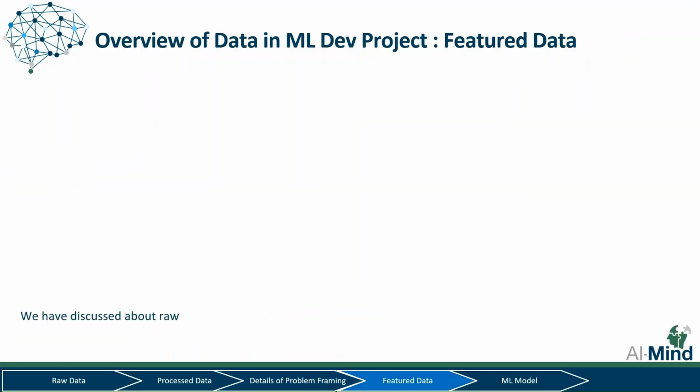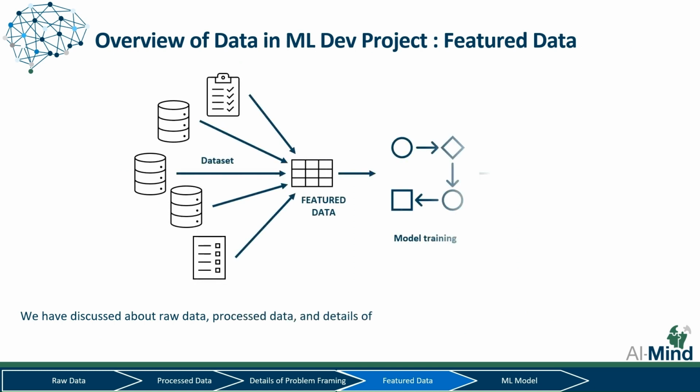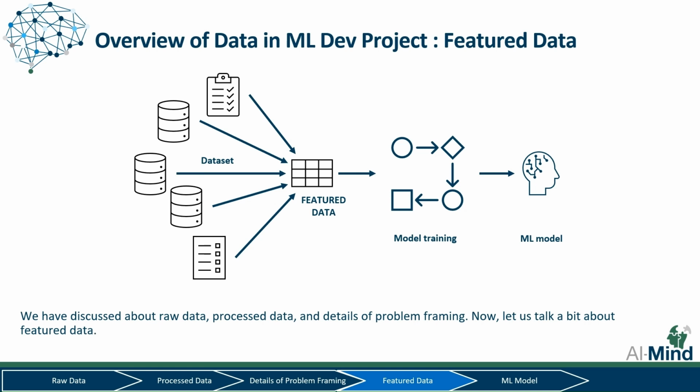I see. Details of problem framing should at least include learning types, learning tasks, feature variables, target output, and ML structure. Yes, that's perfect. We have discussed about raw data, process data, and details of problem framing. Now, let us talk a bit about feature data.